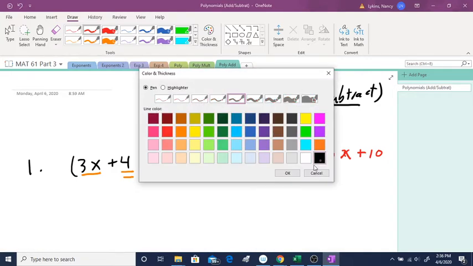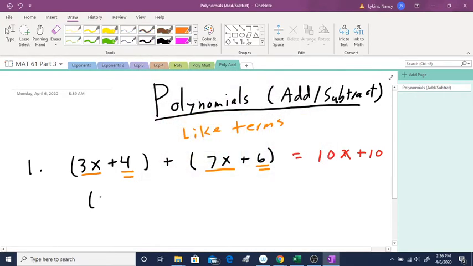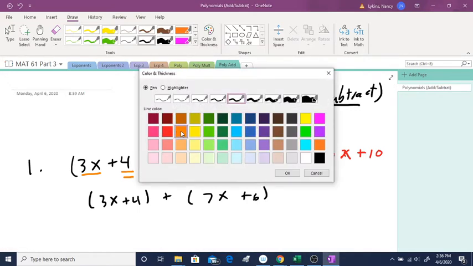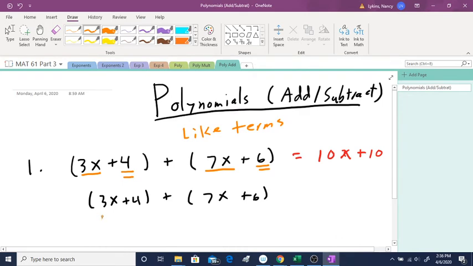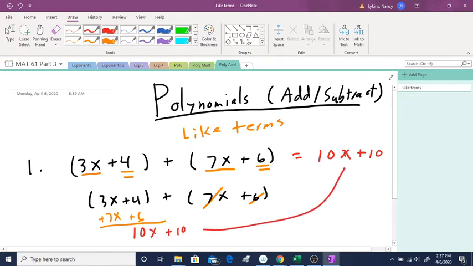Another way is called the stacking method, and that's when I'm still using the same problem, but now I'm stacking. Since this is addition, all I'm doing is putting the 7x under here, the 6 under the 4, and my end result is 10x plus 10. And notice it's the same thing that I got from my method of underlining them.